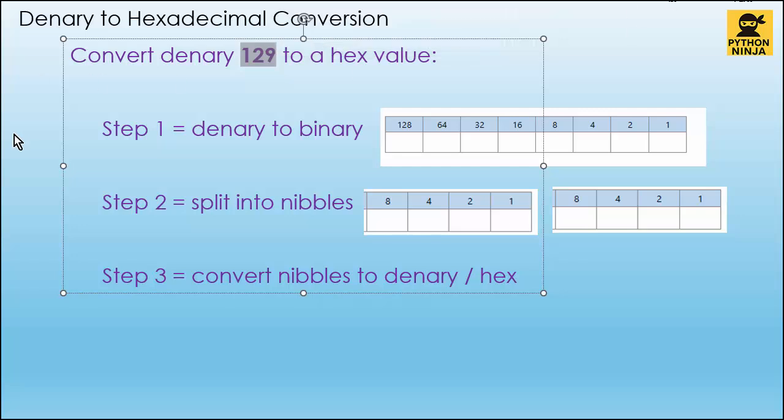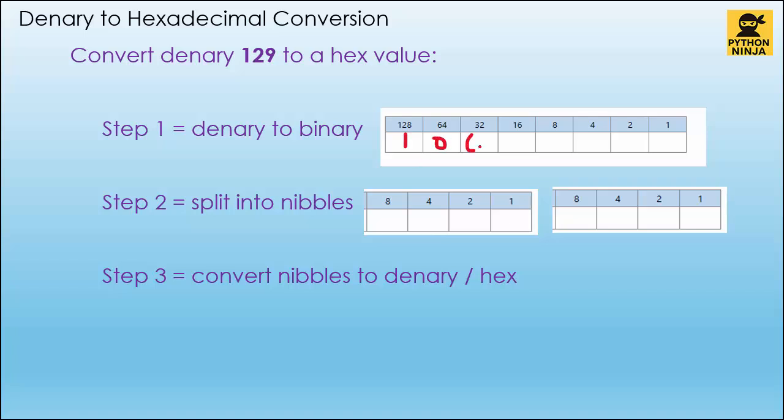Well, that's pretty easy, isn't it? Because we know that gets us to 128, so we can literally go zeros. Oh, terrible handwriting. Getting there. Okay, so that gives us a binary value for denary 129. So then we split them into nibbles. Okay, so 1, 0, 0, 0, and 0, 0, 0, 1, and then we convert these nibbles into denary values.